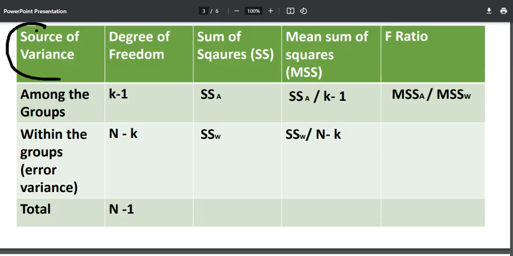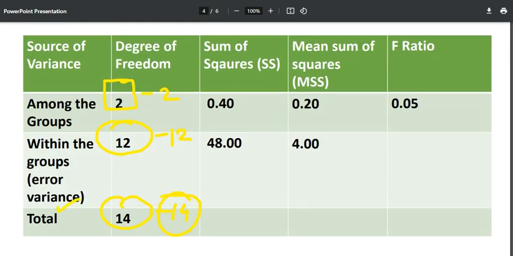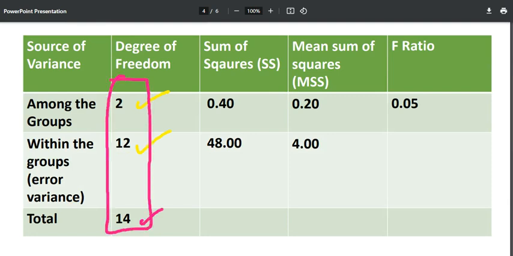Now let's look into the original table. So this is your source of variance: among the group, within group. Within group is also mentioned as error variance. So make sure you keep this in mind also. And this is total. We just calculated k minus 1 as 2, N minus k as 12, and this as 14. We need to check our answer. Is it correct or not? So we have 2 over here in the among, we are right. 12 over here and 14 over here. So this box is checked now.